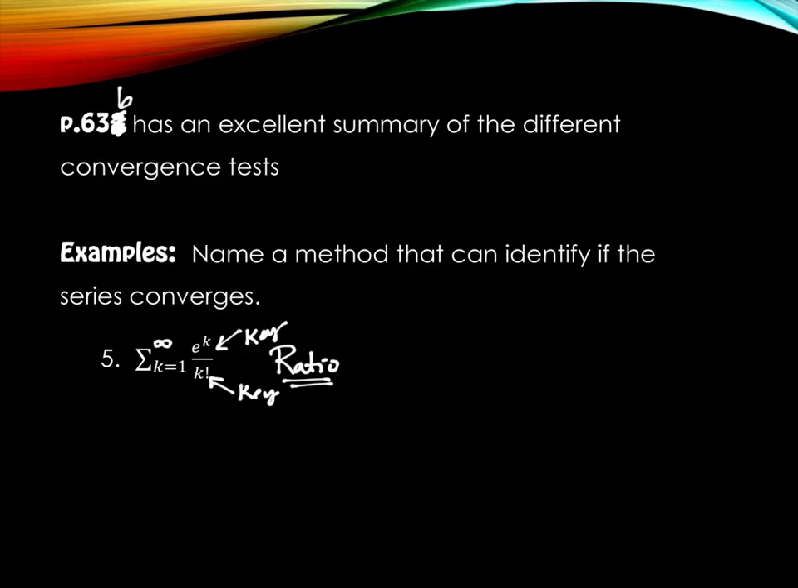Now, it's not asking us to actually do it. It just says name a method. That's all it says right now. We're not going to do it. We're just trying to decide on methods for the moment.